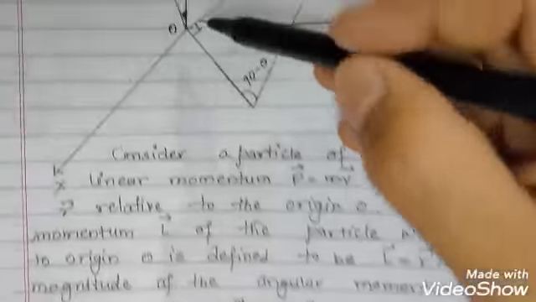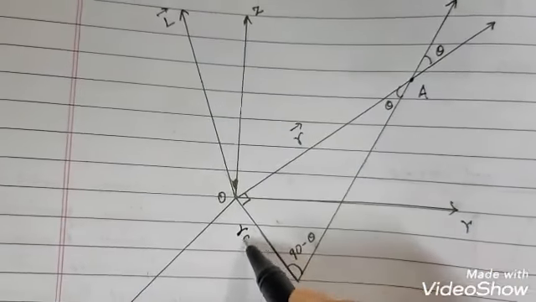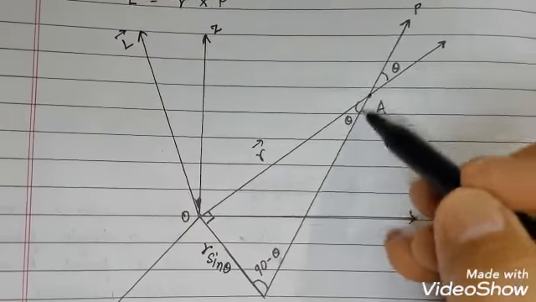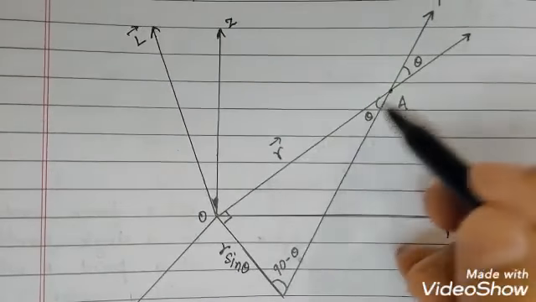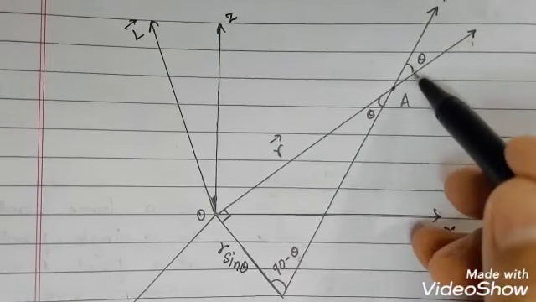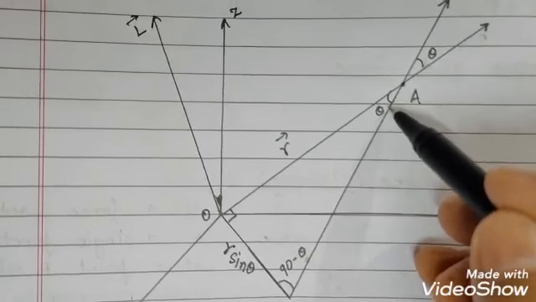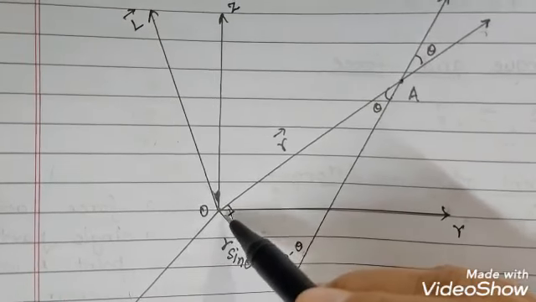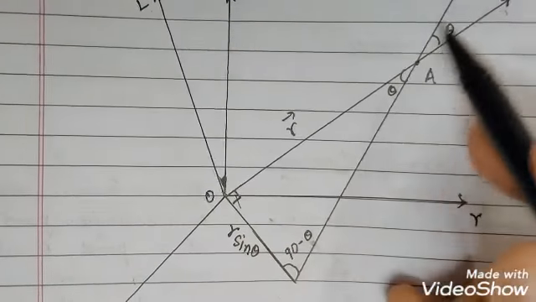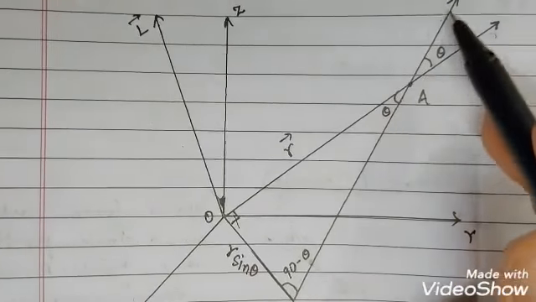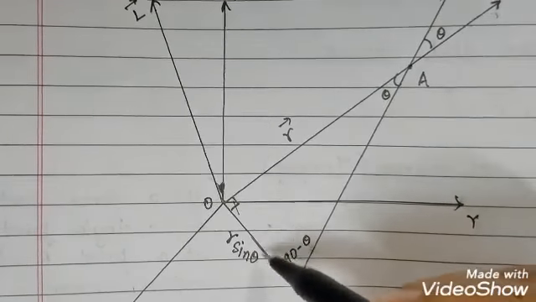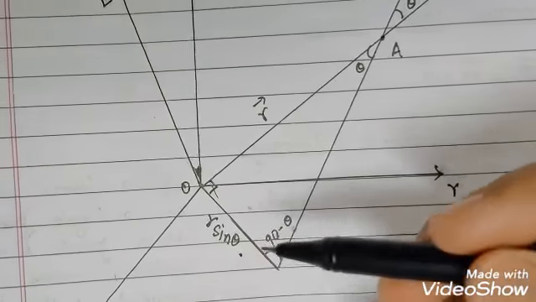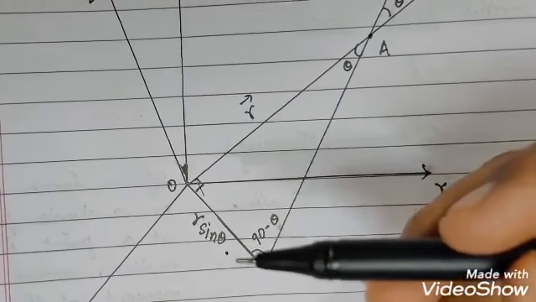Look at r sine theta here. This is the point A where the momentum is acting in this direction and the position vector is located in this direction. The angle theta is here, and if you draw a perpendicular at 90 degrees which meets the line of action of this linear momentum, that will be the r sine theta, and r sine theta is the perpendicular distance of the directional line of p from the origin.